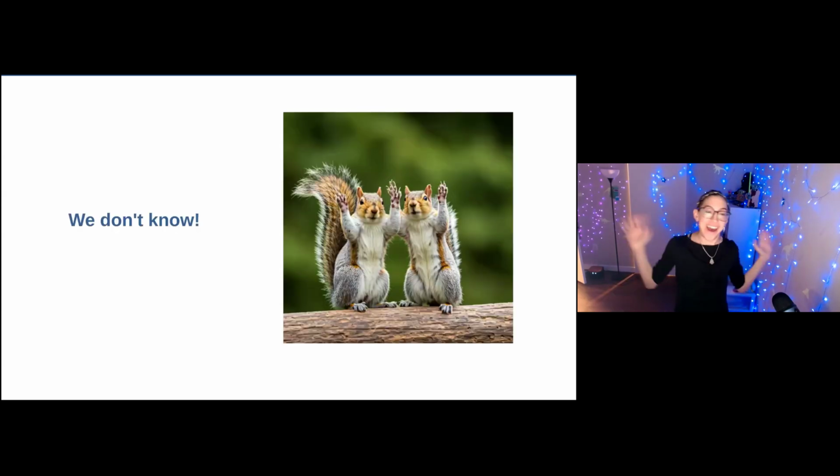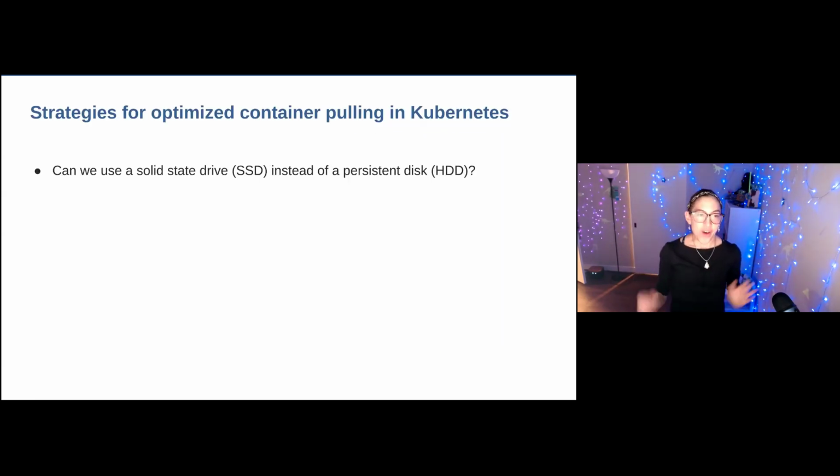And oh my goodness, I did not know. I didn't know after the study. This was me, the third squirrel. So I started to look into this. What are strategies for getting optimized container pulling in Kubernetes?